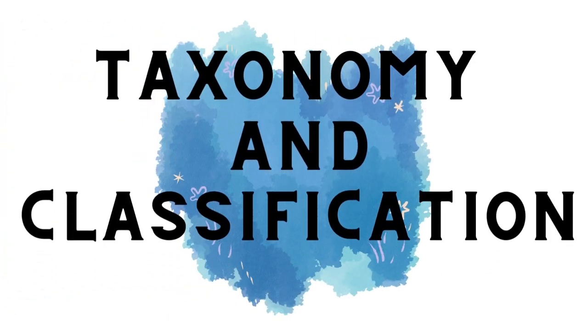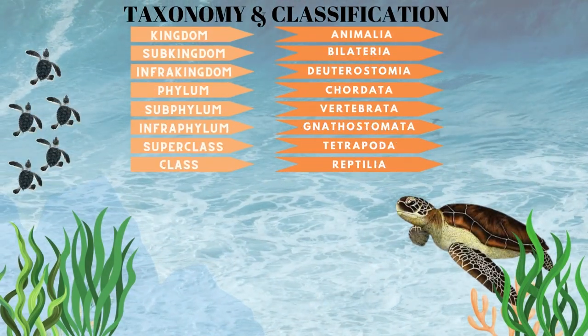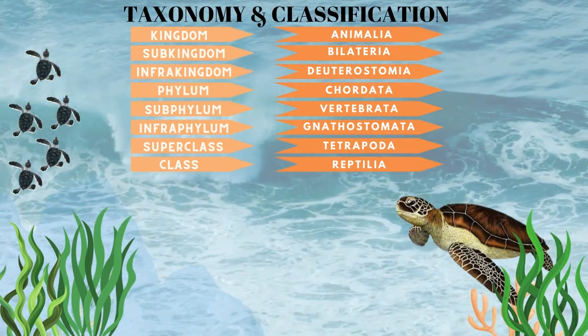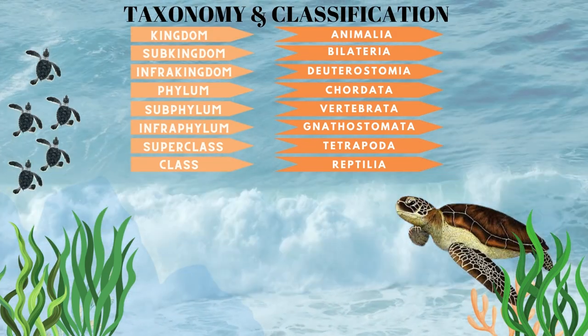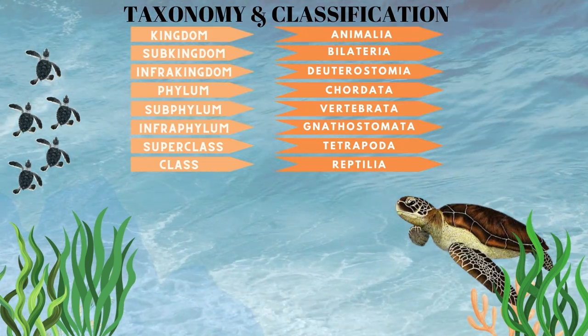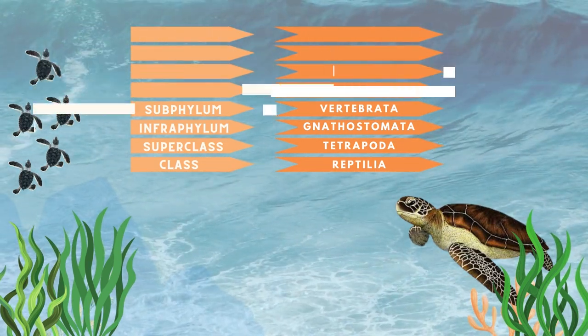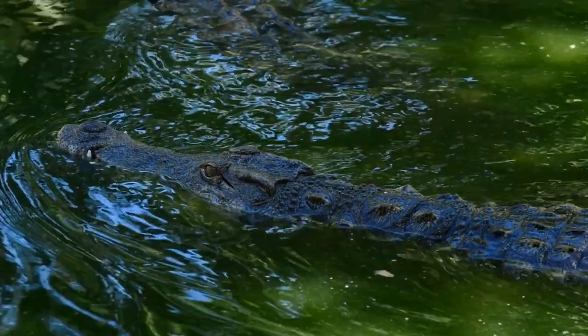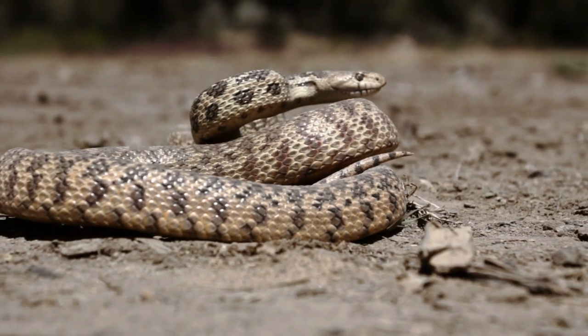Taxonomy and classification of the green sea turtle. It falls under the kingdom Animalia, subkingdom Bilateria, infrakingdom Deuterostomia, phylum Chordata, subphylum Vertebrata, infraphylum Gnathostomata, superclass Tetrapoda, class Reptilia. The green sea turtle falls under the same class as other reptiles such as crocodiles, lizards, and snakes.